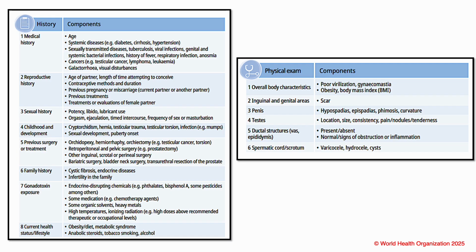And we have to palpate the testes to see the location, whether they are high up, in the inguinal canal, or in the scrotum; the size; the consistency, which should be firm, not soft, not hard; any pain, any nodule or tenderness, which can be suggestive of any infections. Ductal structures: presence of vas deferens, whether it is absent, or any sign of obstruction or inflammation or any beaded appearance. Spermatic cord or scrotum for any varicocele, hydrocele or cysts. All these things we have to check and take proper history.